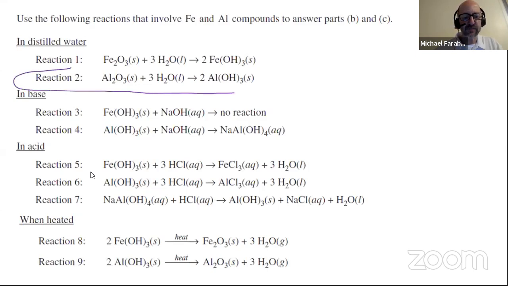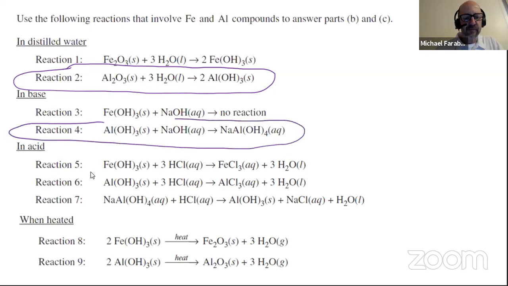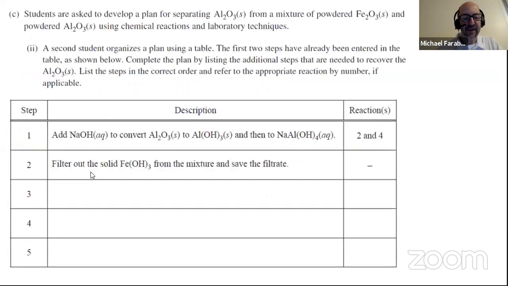So in reaction 2, they add water to produce aluminum hydroxide, and then reaction 4, only one of the chemicals was converted into something that is aqueous and therefore soluble. So that means that it can be filtered. And that's what they're doing in the next step. They are filtering out the solid that did not dissolve from the mixture that did and save the filtrate. So if you're wondering what exactly is the filtrate, I'll just go ahead and draw my funnel again.